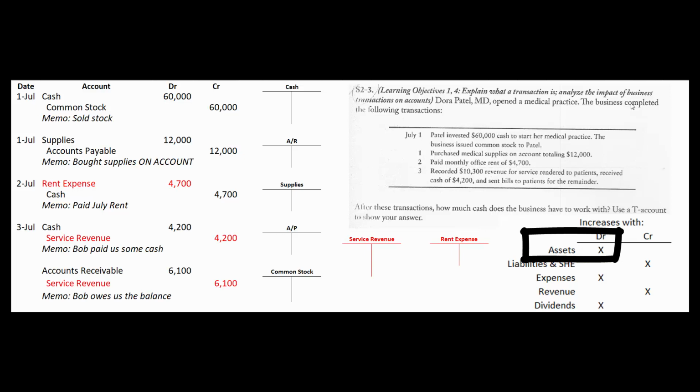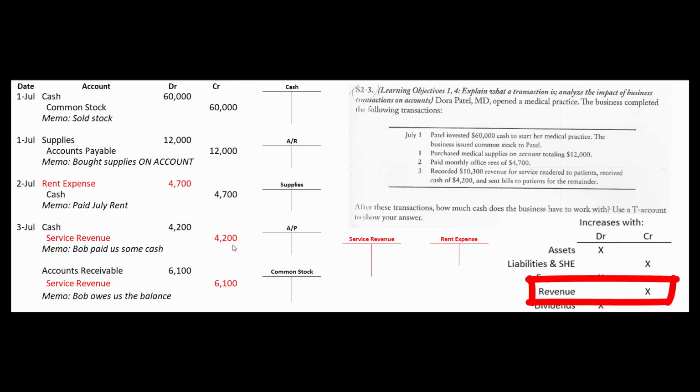What's happening to cash? Someone is paying us $4,200. Cash is going up. Cash is an asset. It increases with debits. We also earn some money. We're going to call that service revenue. We could have called it dental fees, revenue, or sales. It's some kind of a revenue account. Expenses are debits, and the opposite of expenses is revenue. That must get recorded with credits.